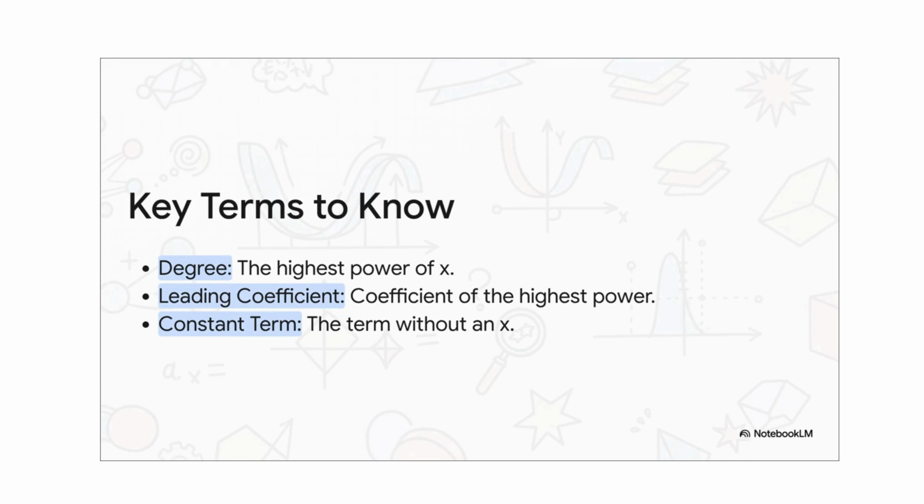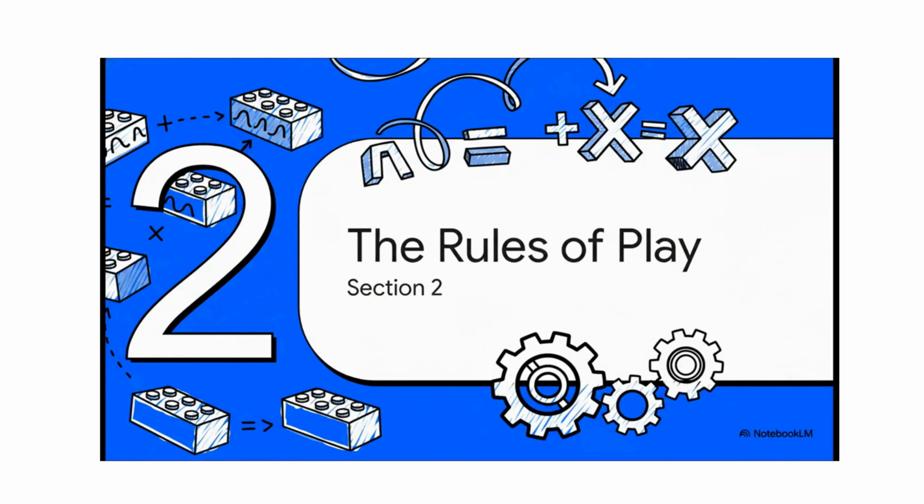And to speak this language, you really only need 3 key terms. The degree, that's just the size of your biggest Lego block, the highest power of x you see. The leading coefficient is just how many of those biggest blocks you have. And the constant term, well, that's your pile of the smallest single unit blocks. See? Simple.